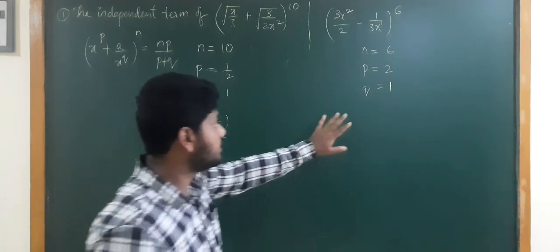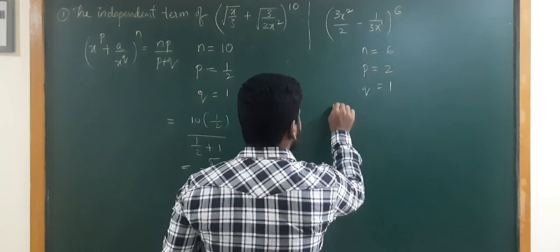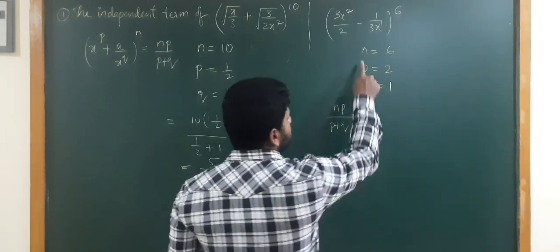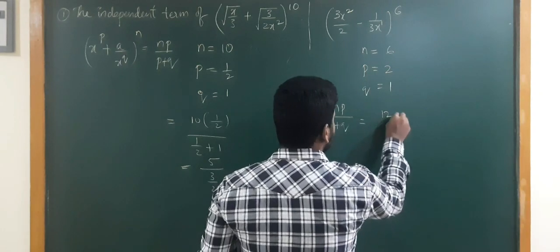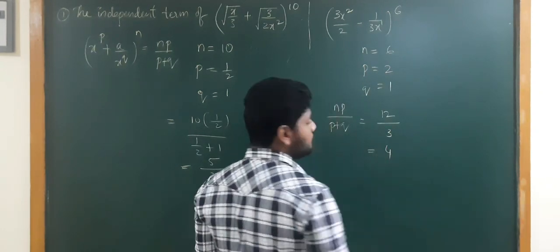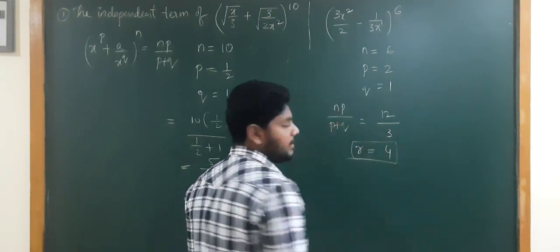Now when it comes to this one, np by (p plus q). What is n into p? 6 into 2, nothing but 12, divided by p plus q. 2 plus 1 is 3. 12 by 3 is nothing but 4. So this is the value of r.